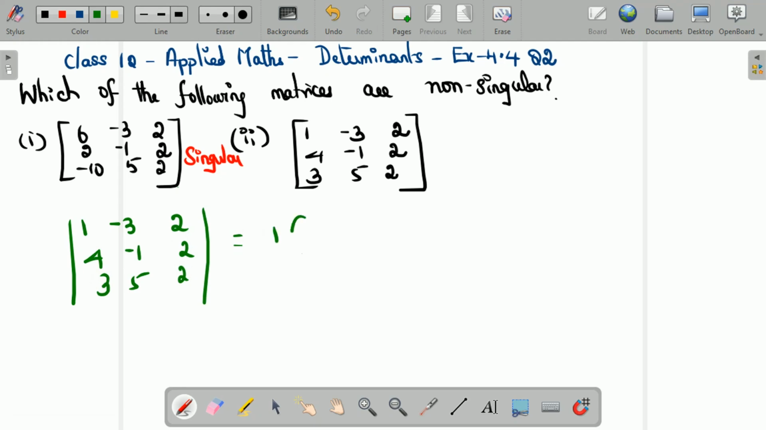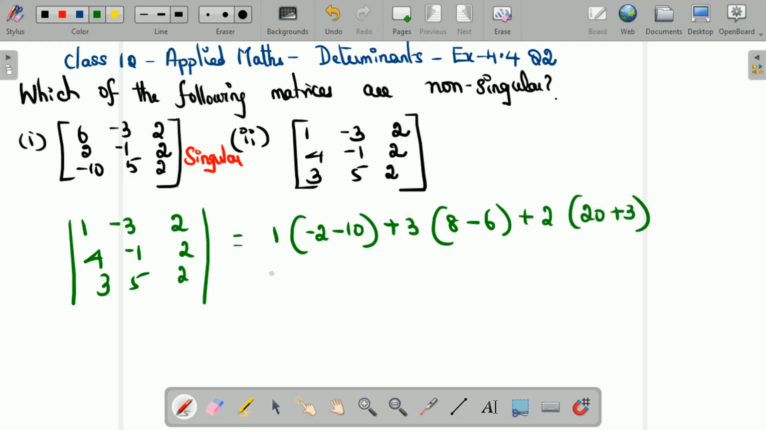So this is going to be 1 into minus 2 minus 10. Minus of minus is plus 3. So now let's do the cross multiplication: 8 minus 6, plus 2 into 20. Minus of minus 3 is plus 3. So this is going to be minus 12, plus 3 into 2 is 6.